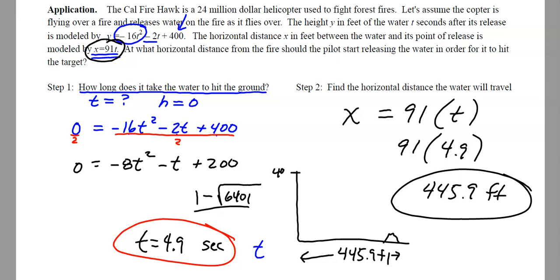It's at a starting point of 400 feet. And I know that it's going to take 4.9 seconds to do that.